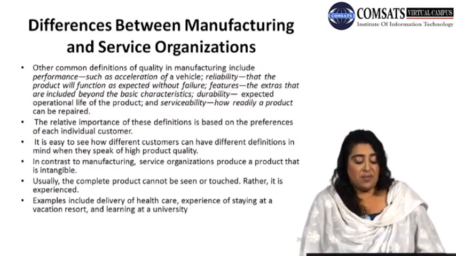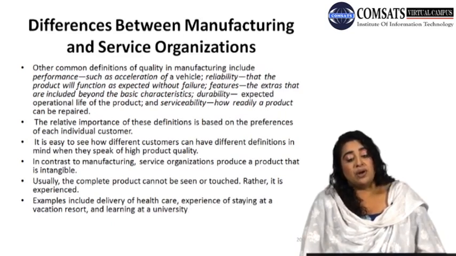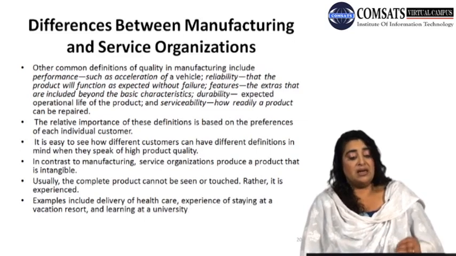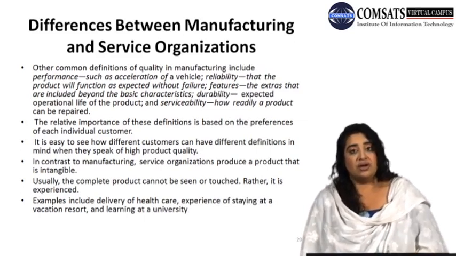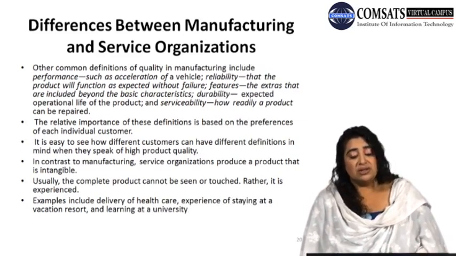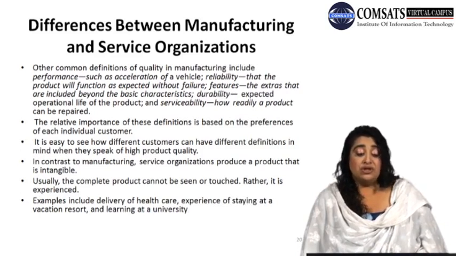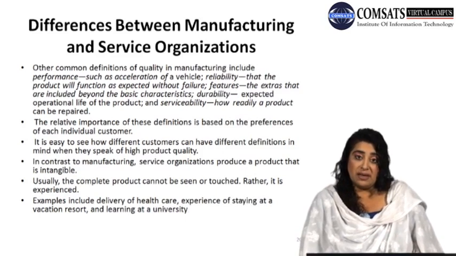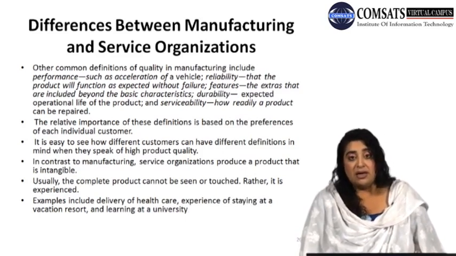Now, in contrast to manufacturing, service organizations produce a product that is intangible. So, manufacturing के contrast में service organizations को अगर हम judge करें, ठीक है, manufacturing जो organizations quality provide कर रही हैं, वो tangible हैं. Service organizations produce a product that is intangible. Now, for example, usually the complete product cannot be seen or touched. Rather, it is experienced. So जो service organizations में है, वो experience पे based है.